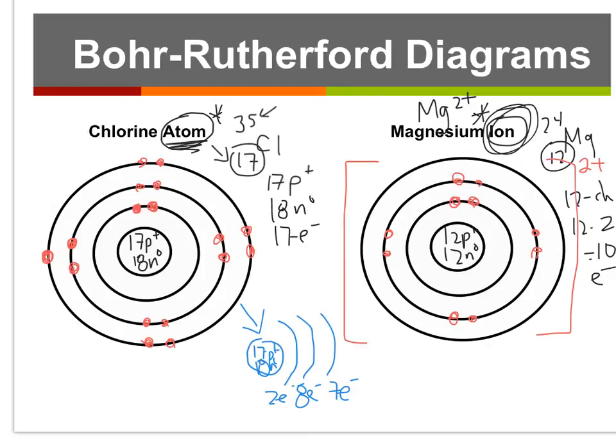If you were doing the shorthand version, I'm not going to write in all the numbers here, but you would do the shorthand version and then draw square brackets around that with the charge as well.